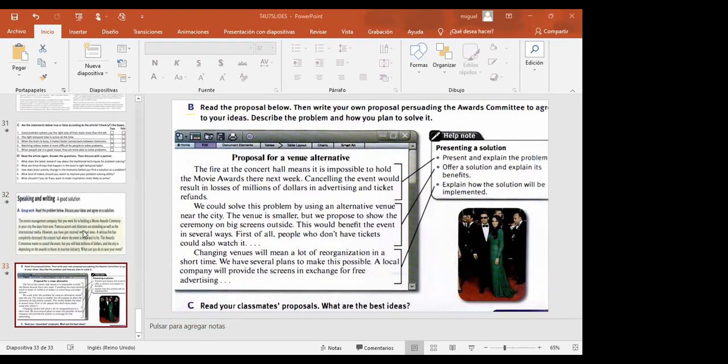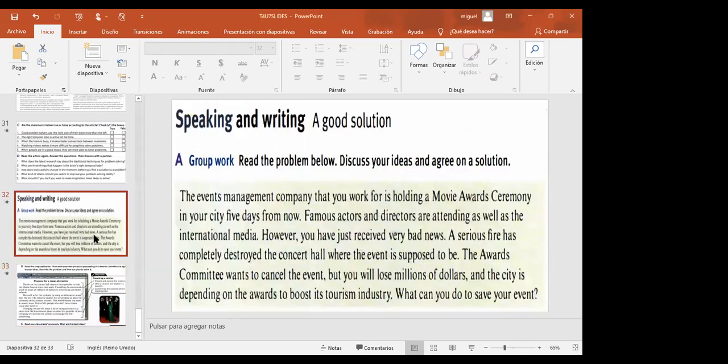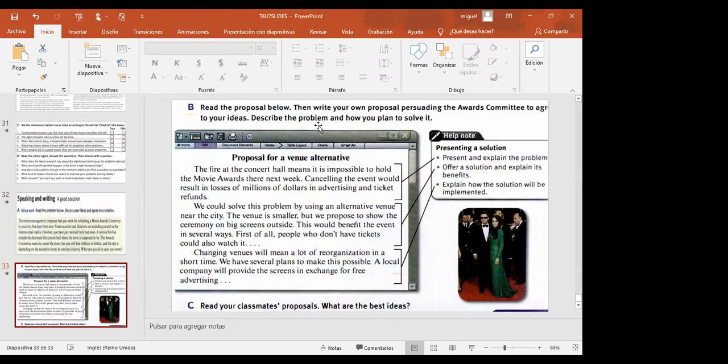Right now we don't have time. We have just 3 minutes. But this is what you're going to do. From this problem, you're going to write your proposal. You have to persuade the awards committee to agree on your ideas. So you need to write something like this. So I hope you can have it for Monday. You have the whole weekend to do that. And besides, of course, your regular homework.